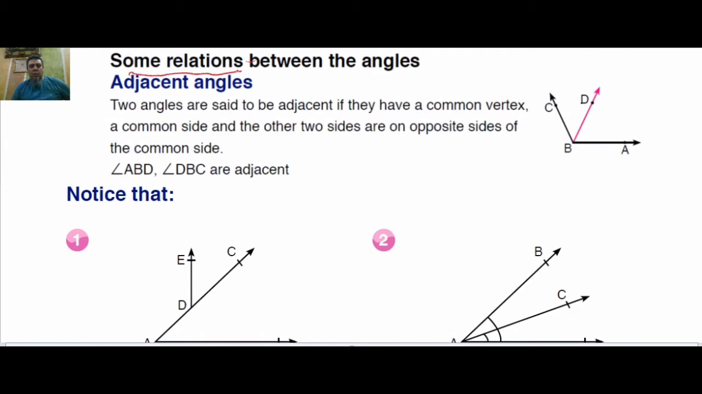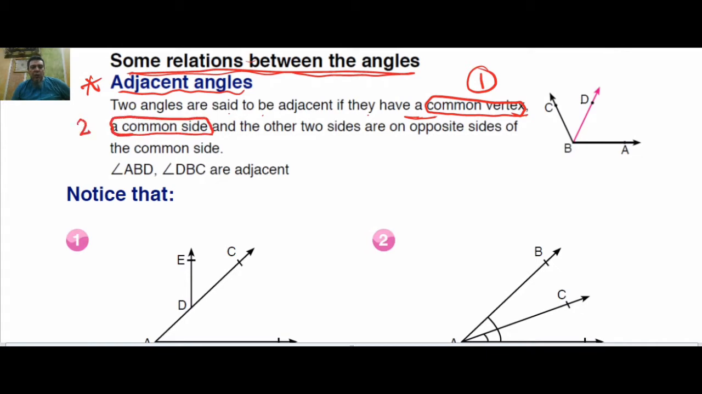Some relations between the angles. Number one, adjacent angles. What's the meaning of the adjacent angle? Two angles are said to be adjacent if they have, number one, a common vertex, number two, a common side, and number three, the other two sides are on opposite sides of the common side.